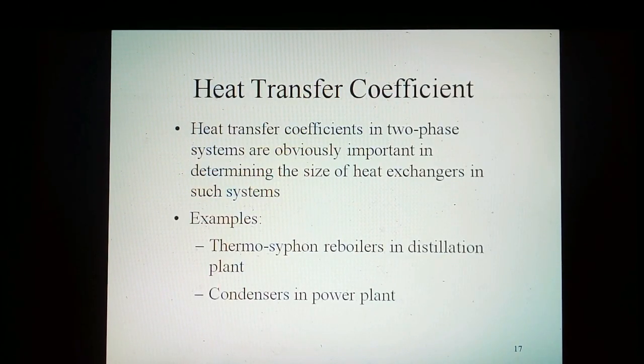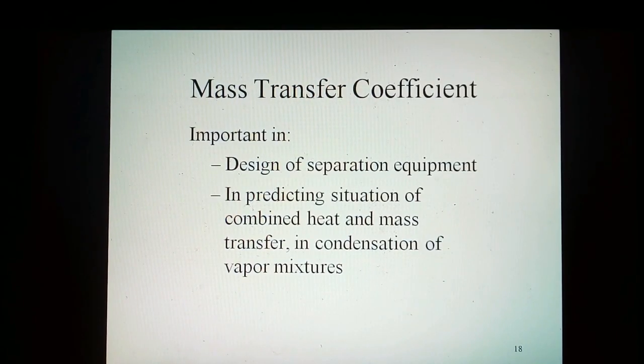Heat transfer coefficient. Heat transfer coefficients in two-phase systems are obviously important in determining the size of heat exchangers in such systems. Examples here are thermosiphon reboilers in distillation plants and condensers in power plants. Mass transfer coefficient. This is important in the design of separation equipment and also in predicting the situation of combined heat and mass transfer, such as in the condensation of vapor mixtures.